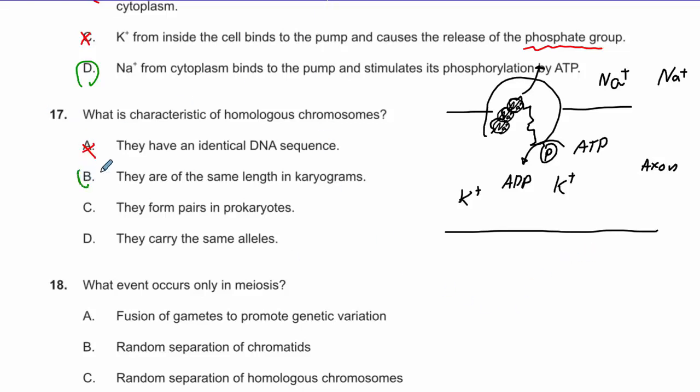So B is correct. And C, they form pairs in prokaryotes. Prokaryotes have only one circular DNA. D, they carry the same alleles. No, this is kind of the same as A, but it's still wrong, because, for example, your mother could have the allele for green eyes and your father blue eyes.